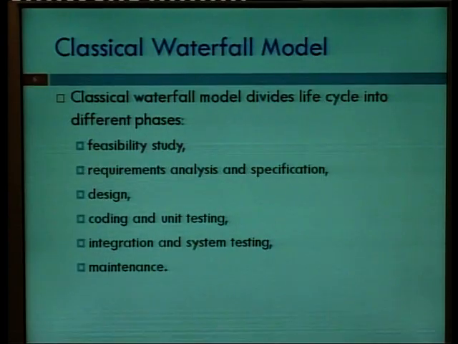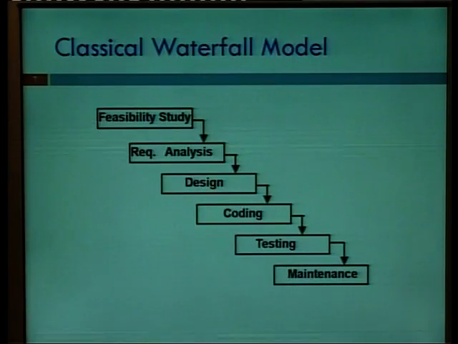Classical waterfall is the basic model and the first model that divides the lifecycle into different phases. Those phases are the feasibility study, requirement analysis and specification, design, coding and unit testing, integration and system testing, and at last the maintenance phase. These six steps are known as the different phases of the software development lifecycle. In short, it is also known as the SDLC.